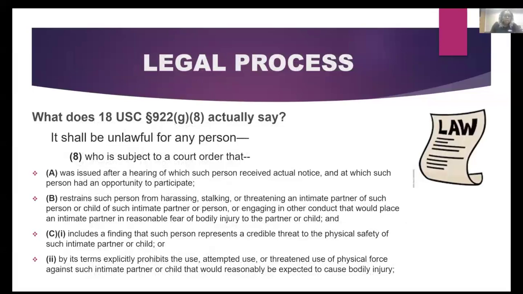So protective orders generally have this language under 18 USC section 922(g)(8), and it actually says, it shall be unlawful for any person who is subject to a court order that was issued after a hearing of which such person received actual notice and at which such person had an opportunity to participate, restraining such person from harassing, stalking, or threatening an intimate partner of such person or child of such intimate partner or person, or engaging in other conduct that would place an intimate partner in reasonable fear of bodily injury to the partner or the child, including a finding that such person represents a credible threat to the physical safety of such intimate partner or child, or by its terms explicitly prohibits the use, attempted use, or threatened use of physical force against such intimate partner or child that would reasonably be expected to cause bodily injury. Next slide.